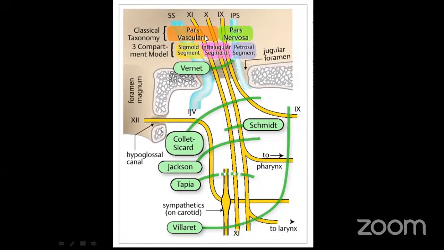The pars vasculosa is named so because of the larger component of the sigmoid sinus that exits via the jugular foramen, while the pars nervosa comprises the inferior petrosal sinus along with cranial nerves. The cranial nerve 9, that is the glossopharyngeal nerve, exits via the pars nervosa, whereas the other two cranial nerves exit via the pars vasculosa.